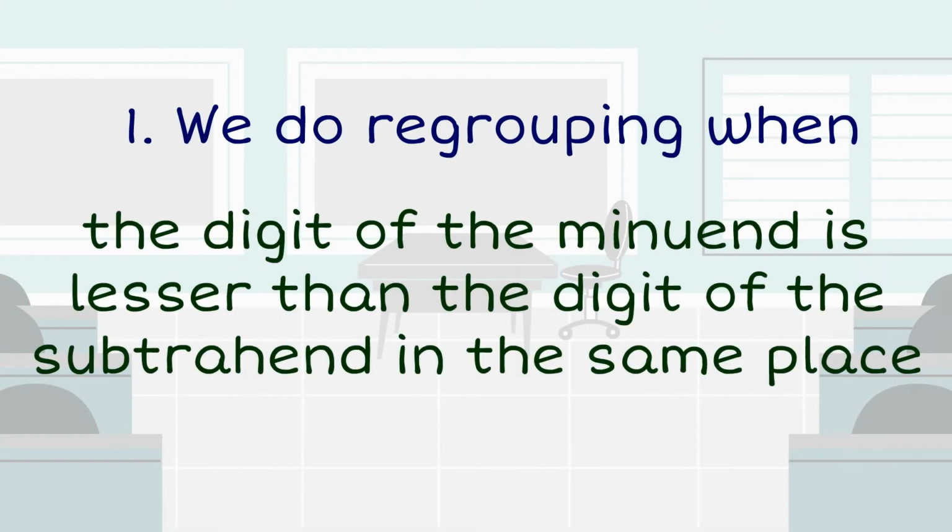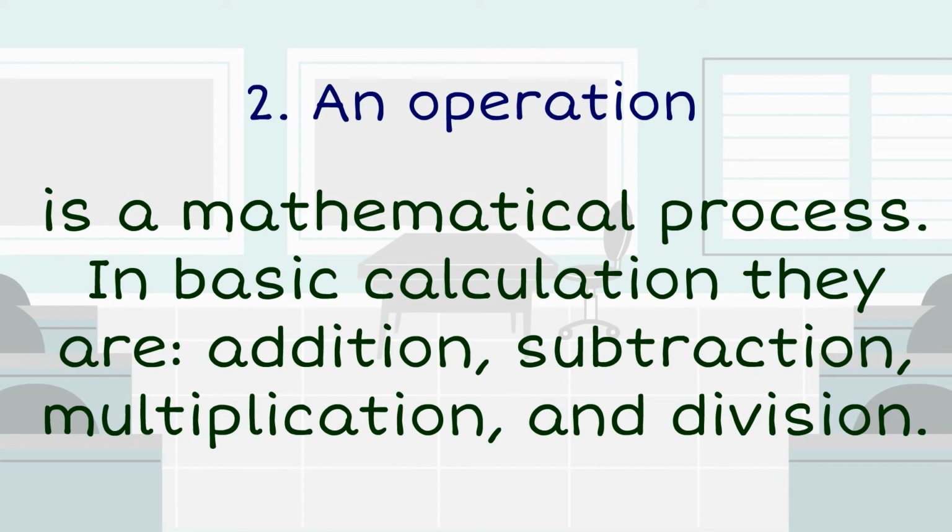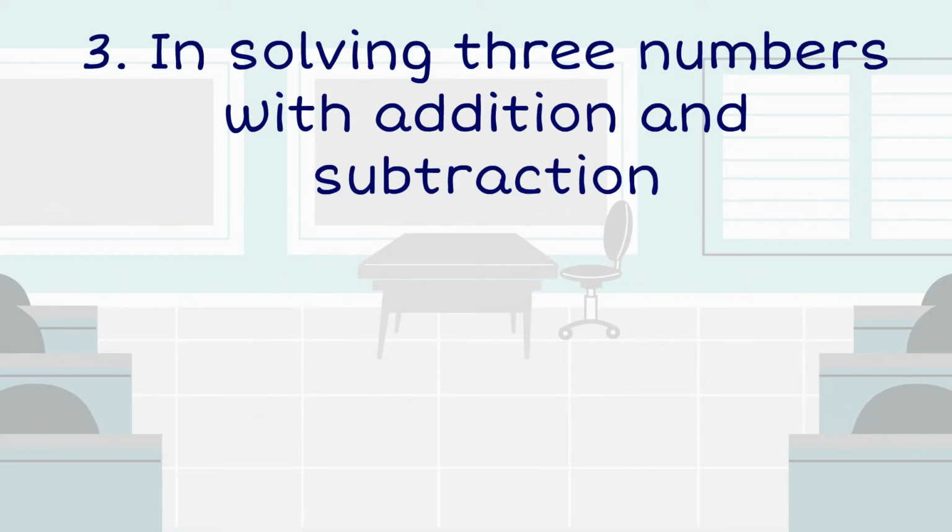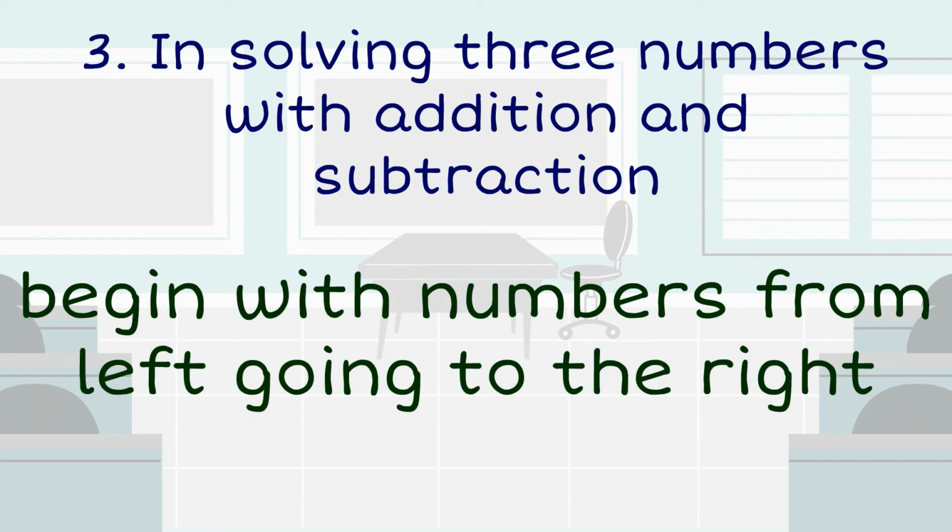We do regrouping when the digit of the minuend is lesser than a digit of the subtrahend in the same place. An operation is a mathematical process. In basic calculation, they are addition, subtraction, multiplication, and division. In solving three numbers with addition and subtraction, begin with numbers from left going to the right.